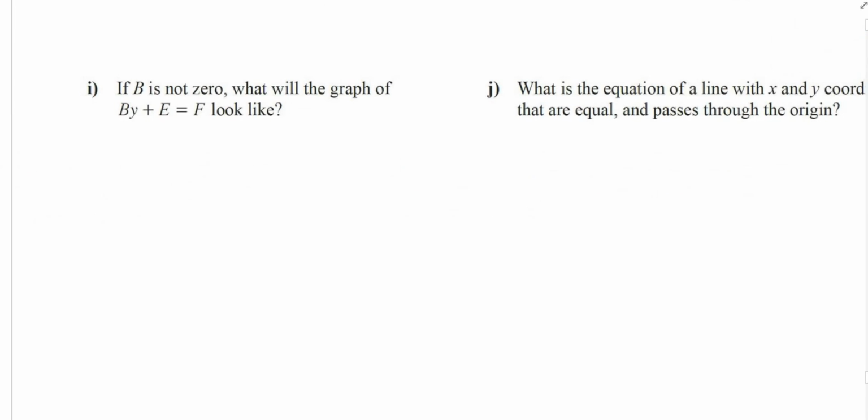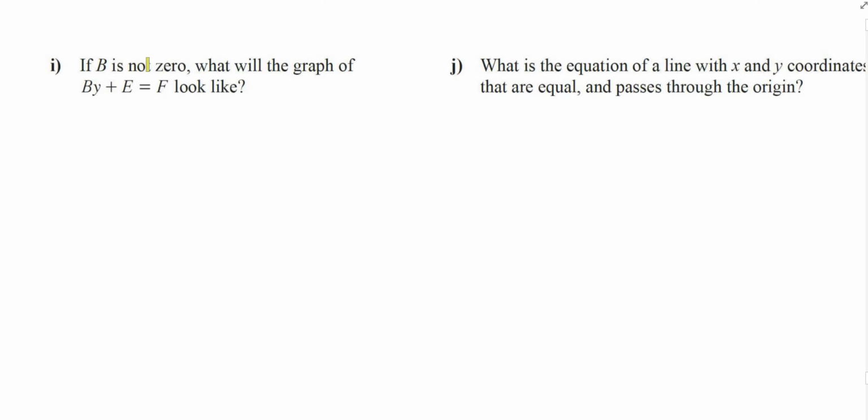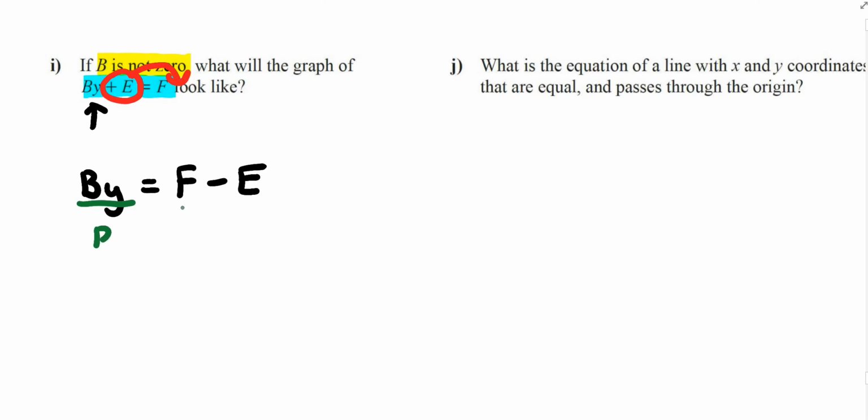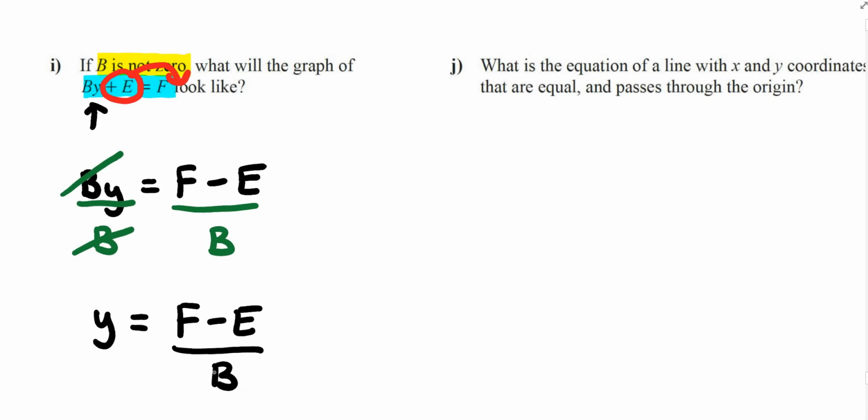And for letter I here, now it's the other side. If b is not equal to 0, what will the graph of this look like? I can probably assure you this will be a horizontal line. If I isolate for the y term, it would be by equals f minus e. Remember, we're taking this positive e and bringing it over, so it's minus e, and then we divide both sides by b. And those cancel off, and now you have y equals f minus e over b. So the algebra here is very similar to the kind of algebra problems you see in physics.